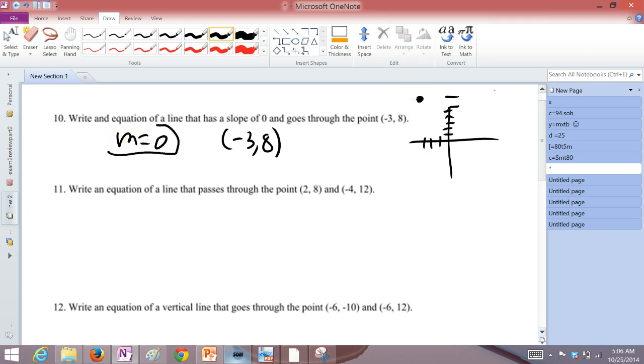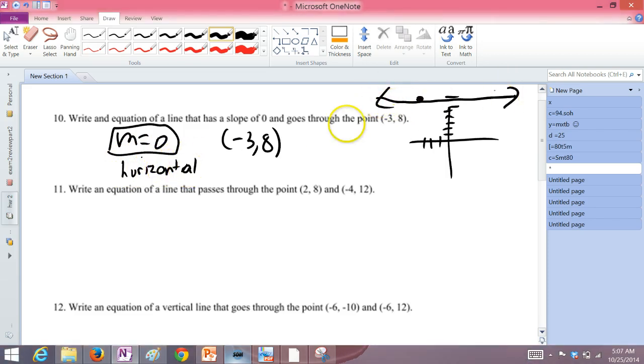What does a 0 sloping line look like? That means no change, no rise over run. A 0 sloping line is a horizontal line. In a horizontal line, the y never changes. The y is always going to be 8, but the x can be anything you want it to be.